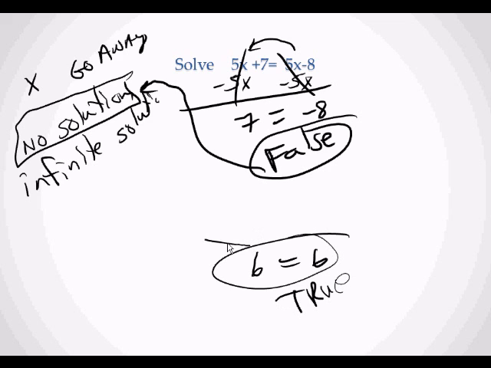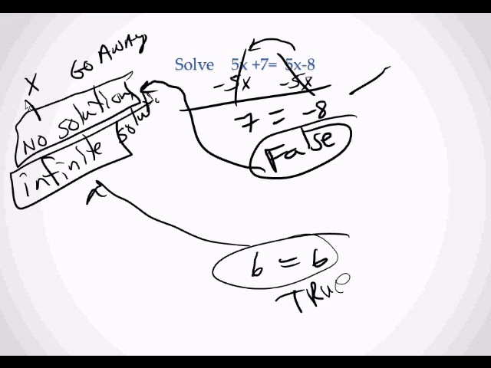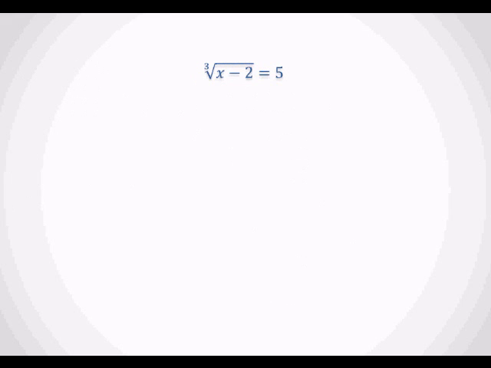Now, if the x's canceled and we ended up with something like 6 equals 6 or 0 equals 0, because this is a true statement, then we would write infinite solutions. But this is a false statement, so for this problem, the answer is no solution. I'm just letting you know, if you ended up with a true statement, it would be an infinite number of solutions. You'd have a lot of solutions.